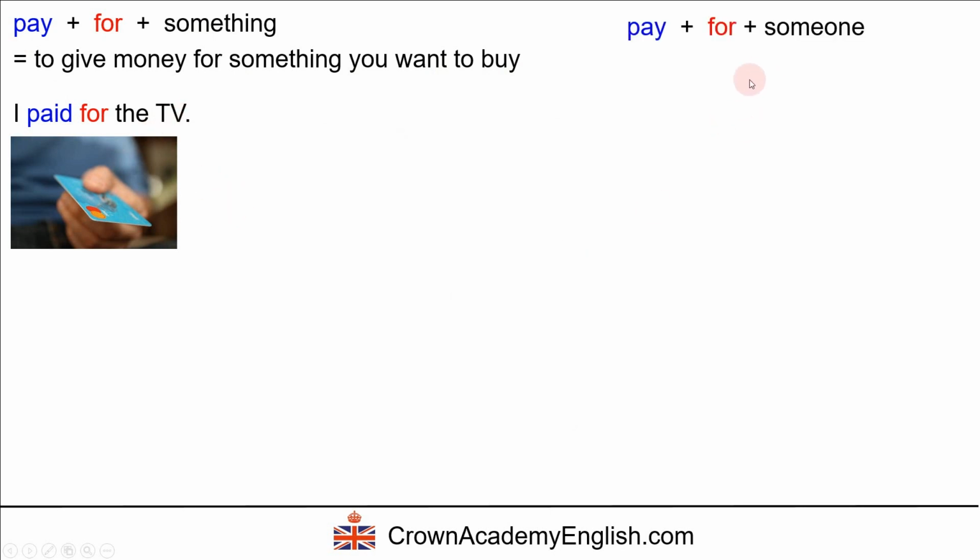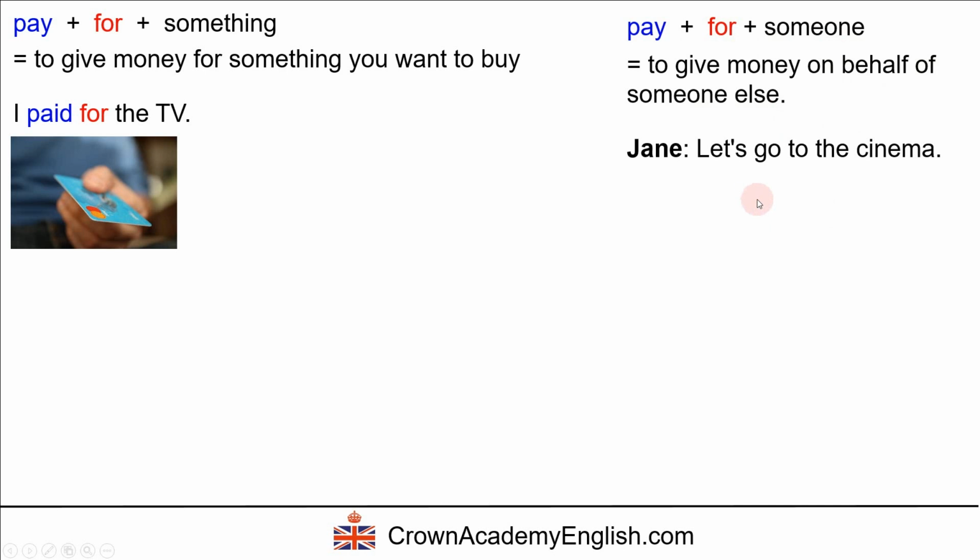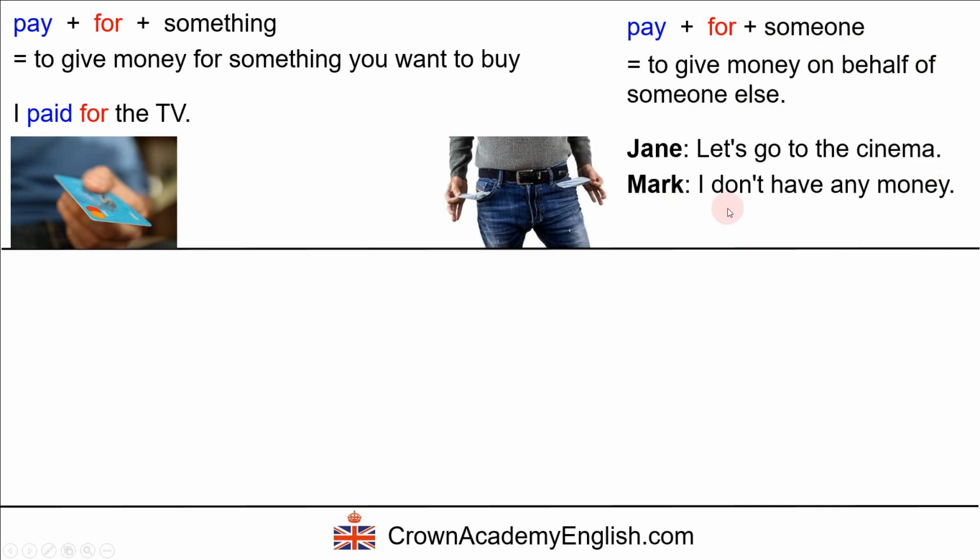We can also use this form, pay for someone. Now, this doesn't mean that we're buying a person. No, it means that we are giving money on behalf of someone else. So let me give you an example. Jane says, let's go to the cinema. But Mark replies, I don't have any money. So Jane says, I'll pay for you. So this means that Jane will buy the cinema ticket for Mark. So I'll pay for someone.